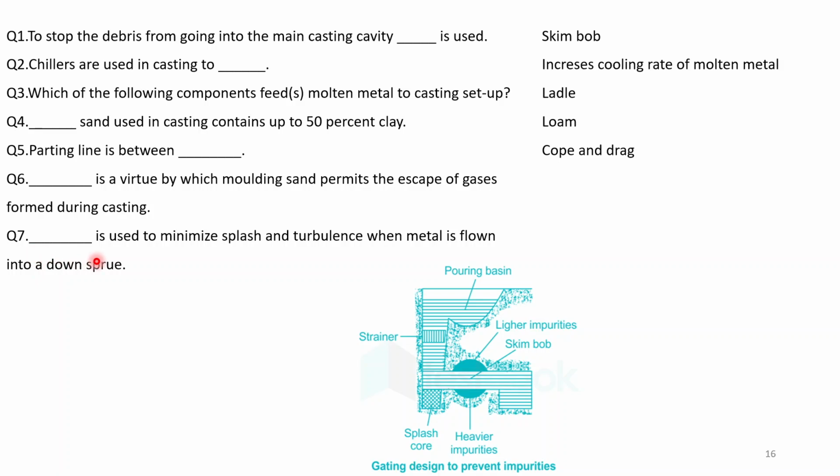Next question is, blank is used to minimize splash and turbulence when metal is flown into a downsprue. So this is the pouring basin and strainer and all this. So these all you should remember. So the seventh question: pouring cup is used to minimize splash and turbulence when metal is flown into a downsprue.